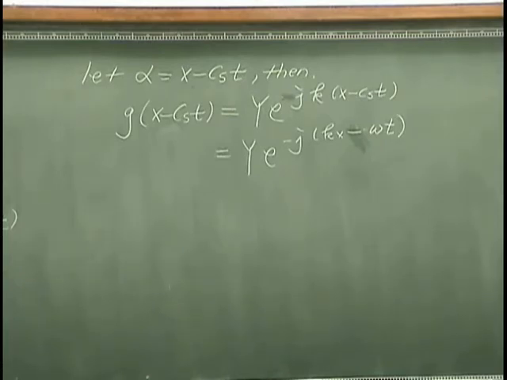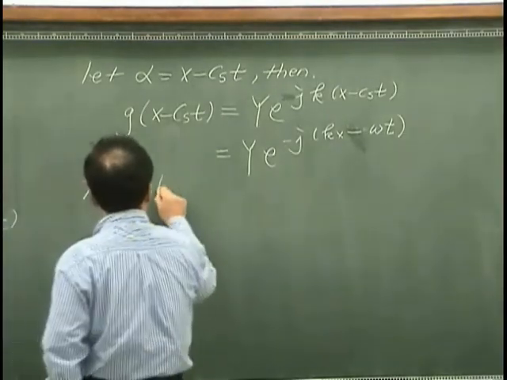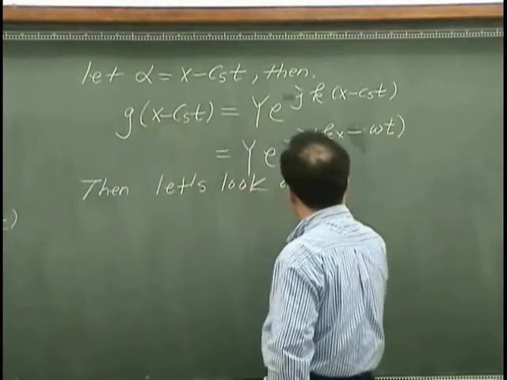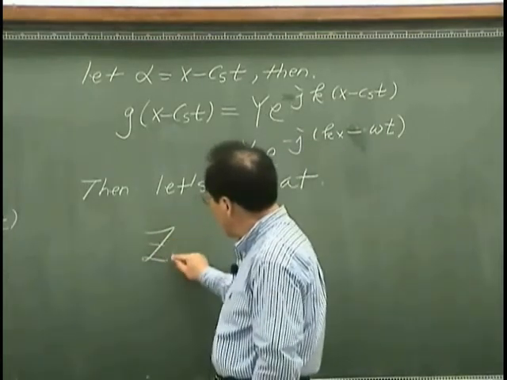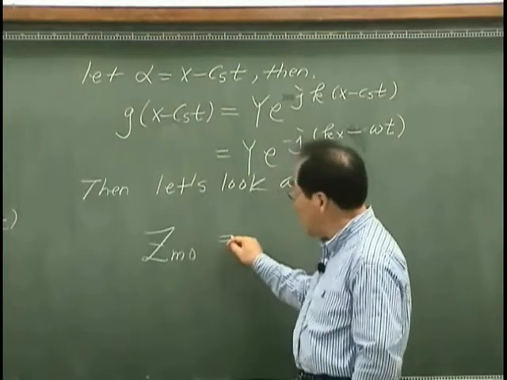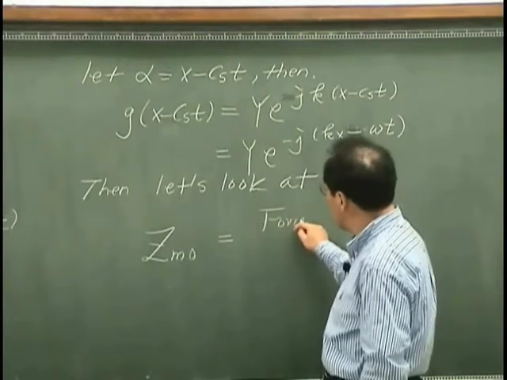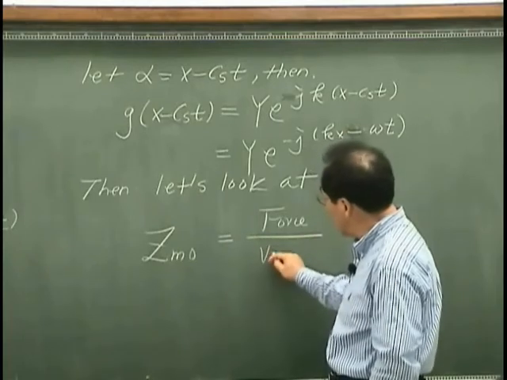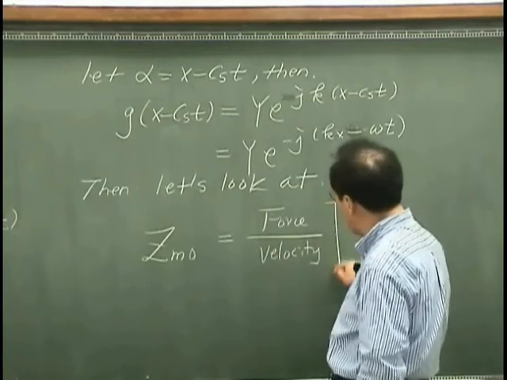Okay. Then let's look at the impedance, mechanical impedance at x equals 0, that is defined as the force acting at x equals 0 with respect to velocity at x equals 0.